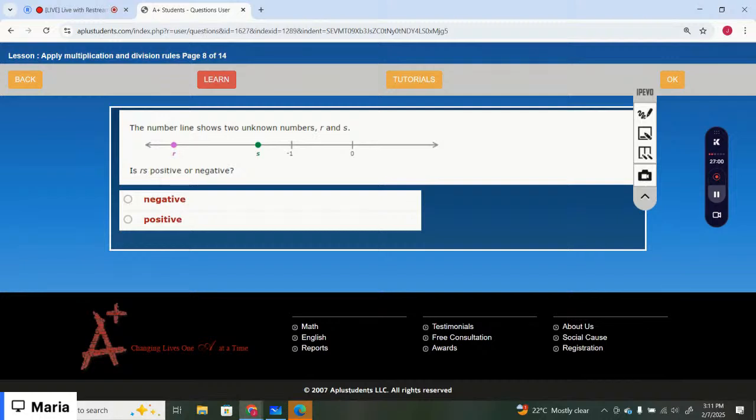The number line shows two unknown numbers R and S. Is RS positive or negative? R and S, they both are on the left hand side of the zero. Both the numbers are negative. The product is positive.